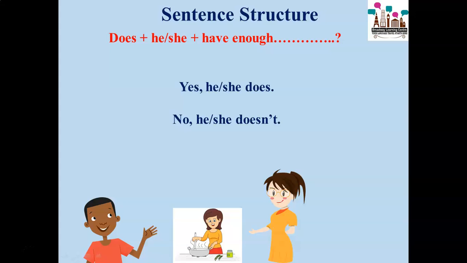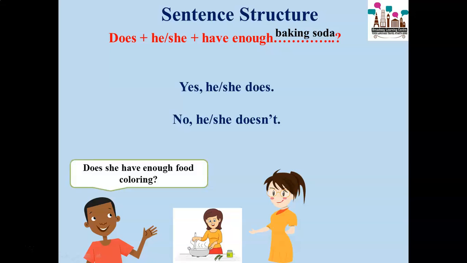Does he or she have enough water? Does he or she have enough salt or flour or oil, right? If there is, we can say yes, he or she does. If there isn't, we can say no, he or she doesn't. In this case, we can ask, does he or she have enough baking soda? Does she have enough food coloring?